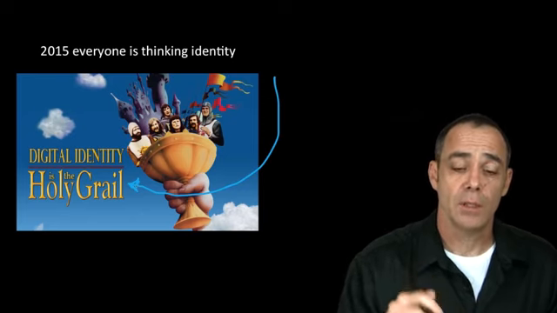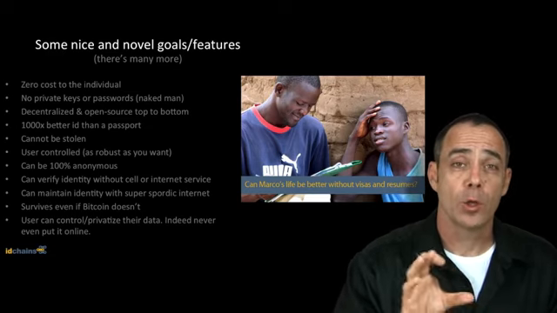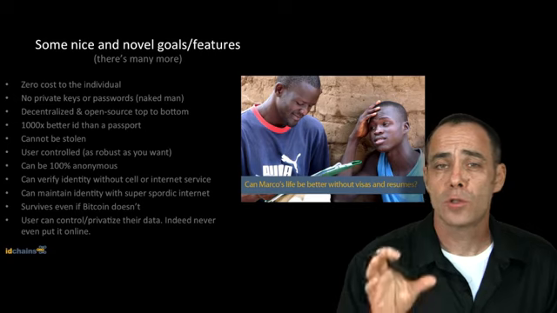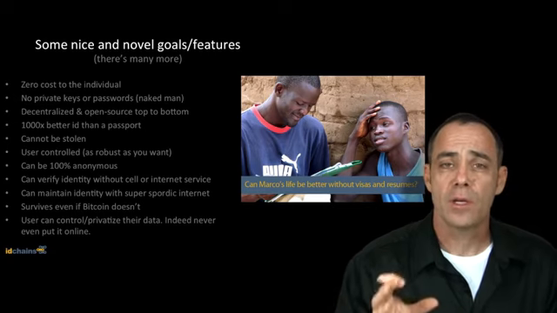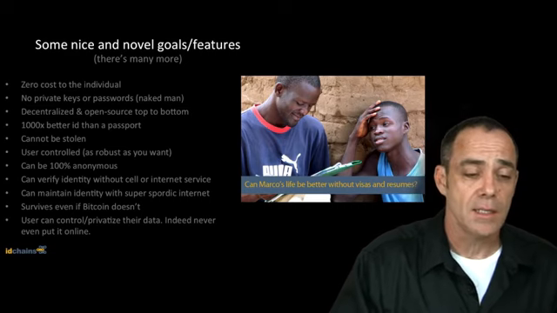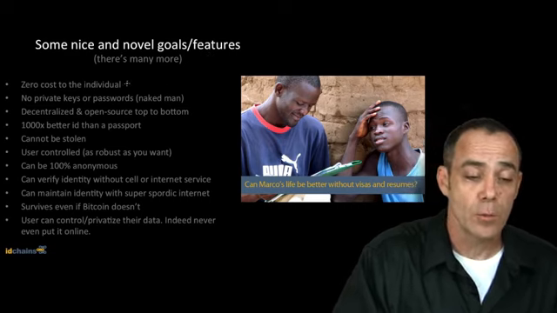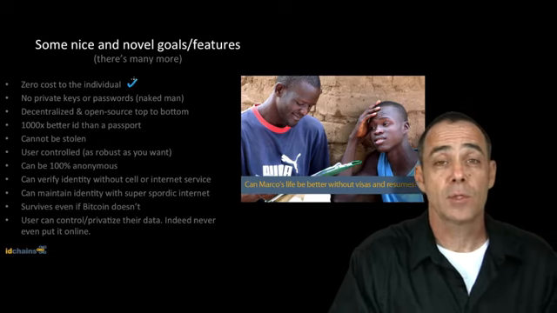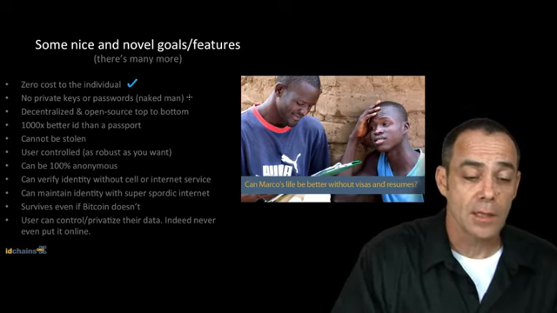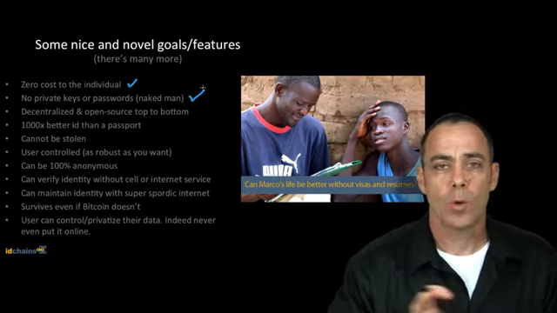But digital identity is a very big deal, especially if we're looking to solve problems for the other 6 billion. And before we jump into the actual code and implementation, I'm just going to run through a quick laundry list of some of the features, goals, concerns, etc., which will all be covered in more detail in future videos. So, if you're building an identity system, some nice and novel goals or features might include zero cost to the individual. I mean absolute zero cost. I've never really liked this idea that you need private keys or passwords. So it'd be really great to have a system that didn't require any of that.